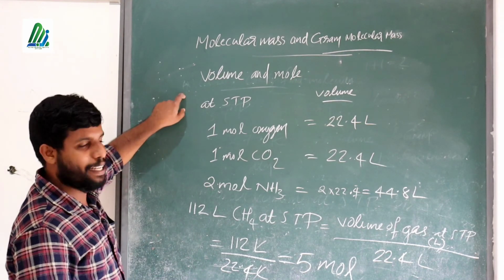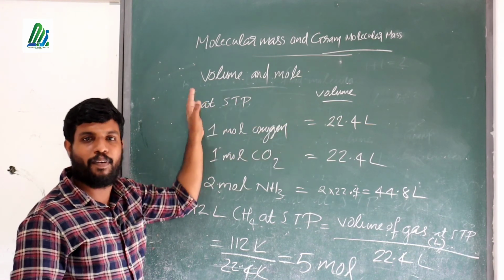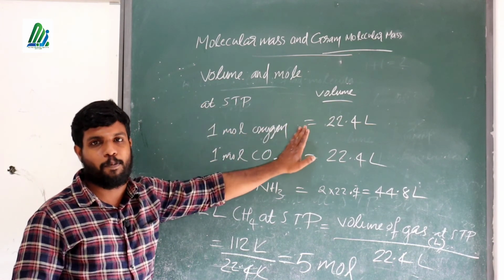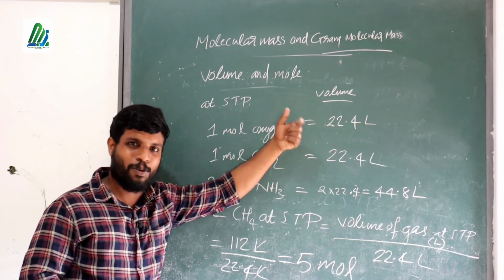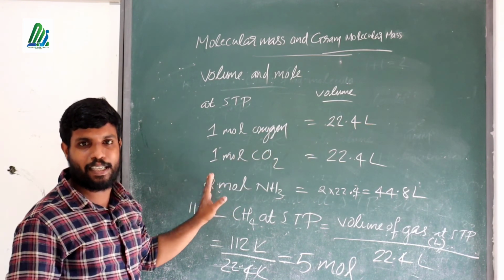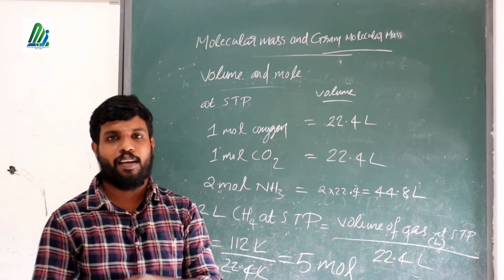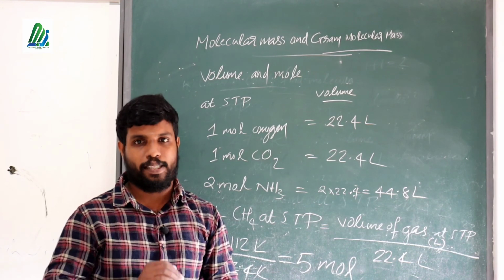So 1 mole of atoms is 1 GAM. 1 mole of molecules is 1 GMM. 1 mole of particles is equal to 6.022 into 10 raised to 23. If it is 1 mole of gas at STP, that is equal to 22.4 liter. Up to here, our second chapter is completed.